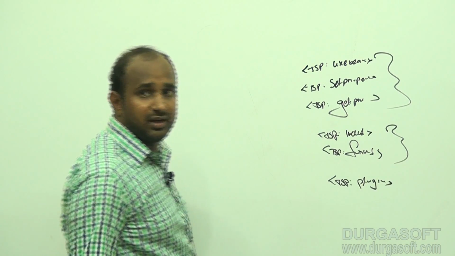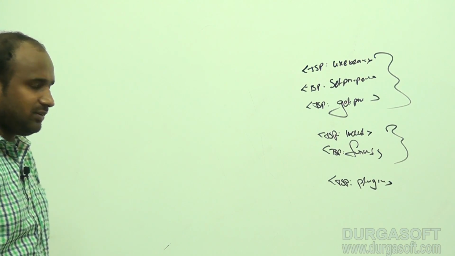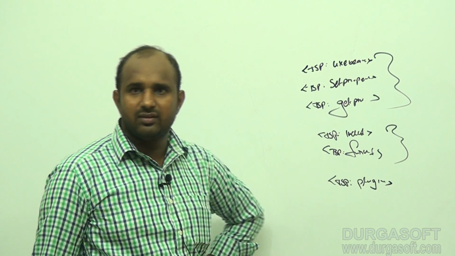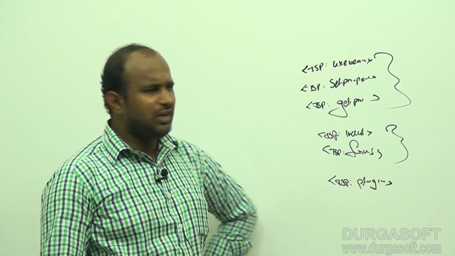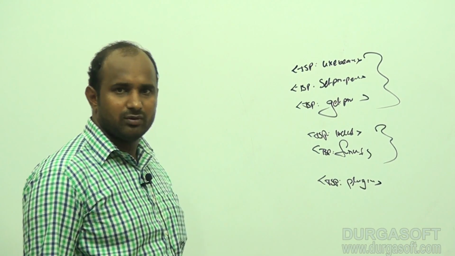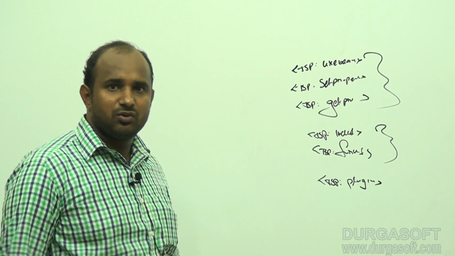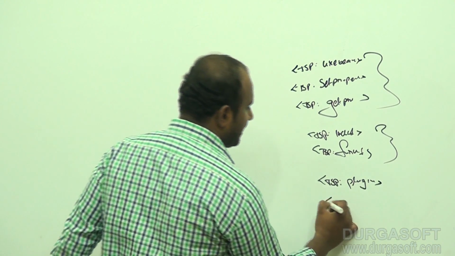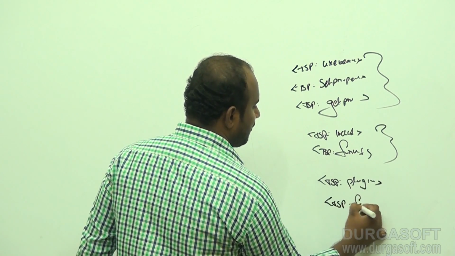But what is the purpose of the plugin tag here? The plugin tag's main purpose is to configure applets inside the JSP. It's an outdated concept, obviously. In present applications, we are not using the applet concept. We have the jsp:plugin tag, and we have the jsp:fallback tag.